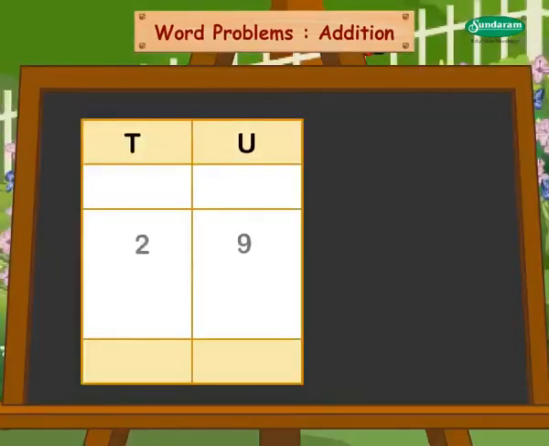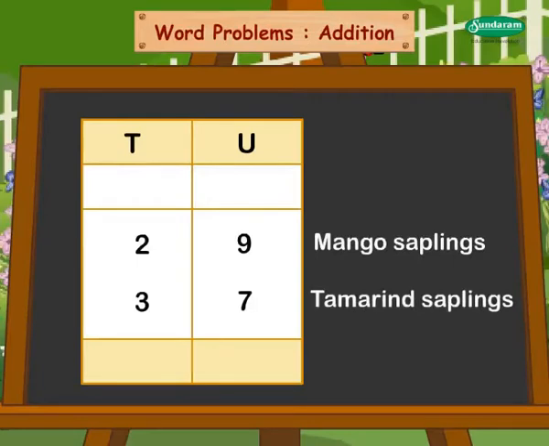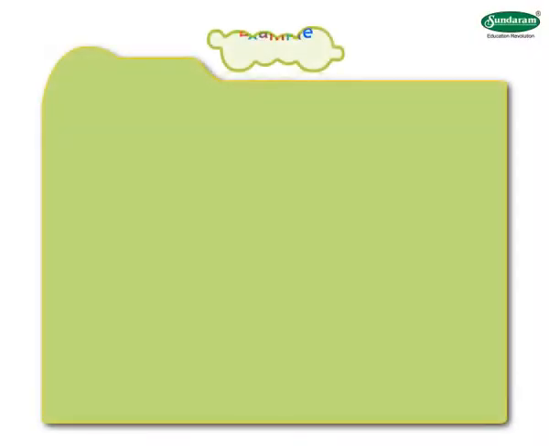Sagar planted 29 mango and 37 tamarind saplings. How many saplings did he plant altogether? Altogether, Sagar planted 66 plants. Let us solve a few examples.